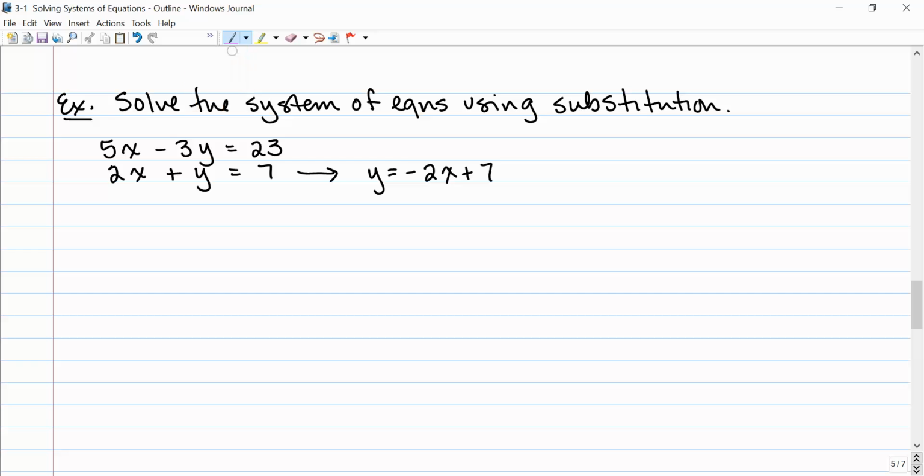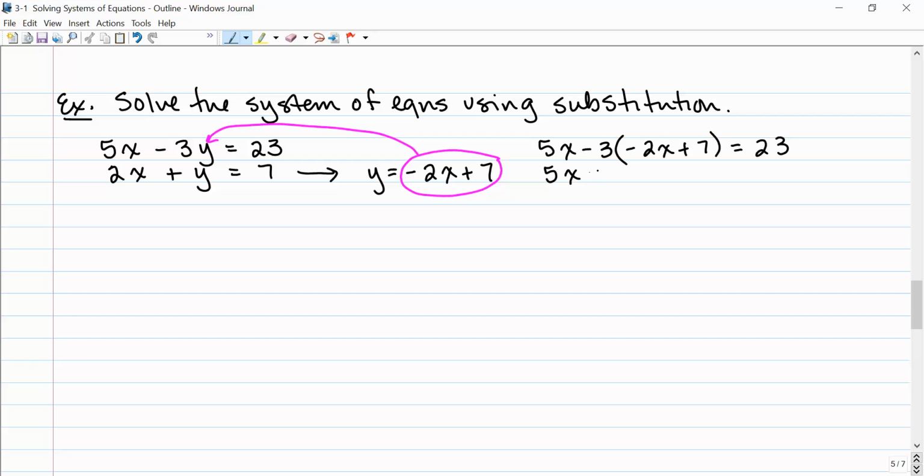And what I'm going to do with that is, since y is equal to negative 2x plus 7, I'm going to substitute that into the other equation for y. That's why this is called substitution. So now I'll have 5x minus 3 times y, which is negative 2x plus 7, equals 23. Now I have an equation that doesn't have an x and a y in it, but just has x's. So let's go ahead and solve that.